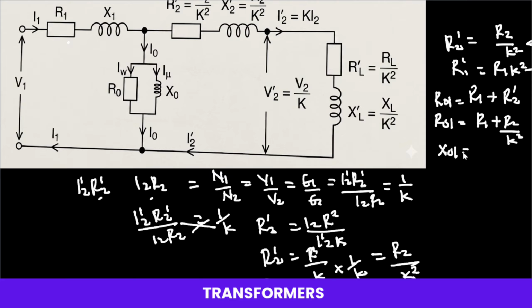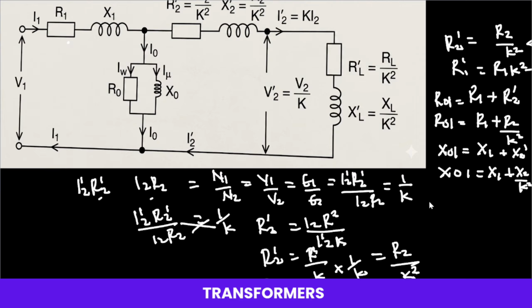So similarly, let's look at X01, which is the equivalent reactance as referred to the primary. And that will also be the same as the primary reactance itself, which is X1 plus X2 prime. Then it means that X01 will be the same as X1 plus X2 all over K squared.